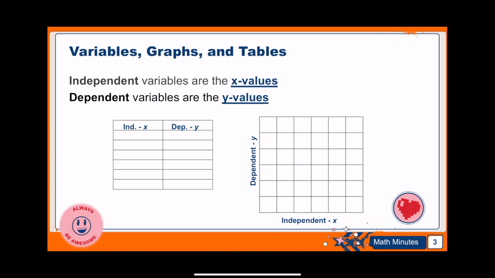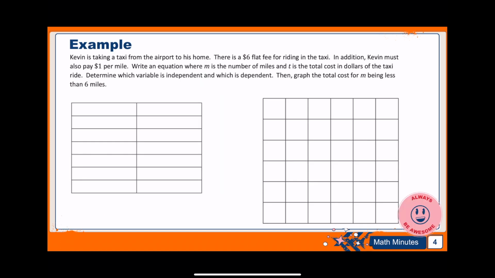All right, let's get into an example where we're going to take a look at how to create a table, how to write our equation, and then how to come up with our graph to model a situation. So it says Kevin is taking a taxi from the airport to his home. There's a $6 flat fee for riding in the taxi. In addition, Kevin must also pay $1 per mile. Write an equation where m is the number of miles and t is the total cost in dollars of the taxi ride. Determine which variable is independent and which is dependent. Then graph the total cost for m being less than 6 miles.